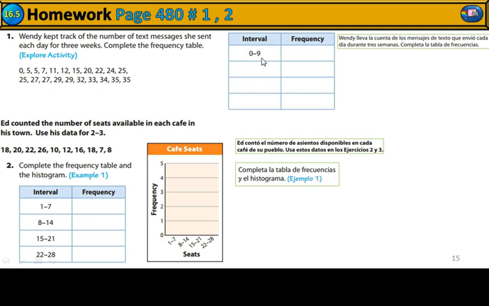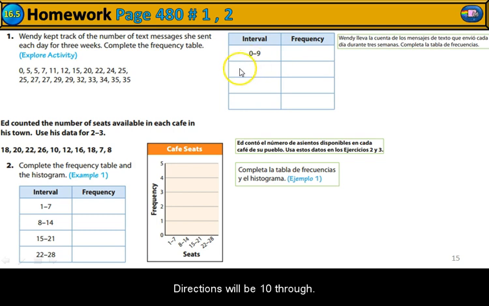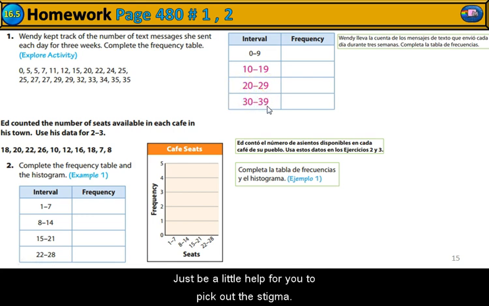0, 1, 2, 3, 4, 5, 6, 7, 8, 9. There are 10 values. Now see how this 9 is the end number? What number do you think comes right after 9? You guessed it, 10. And we still need a 9 in the ones place for the number that follows. The next interval will be 10 through 19. And then 20 through 29. 30 through 39. This will be a little help for you to figure out this frequency.